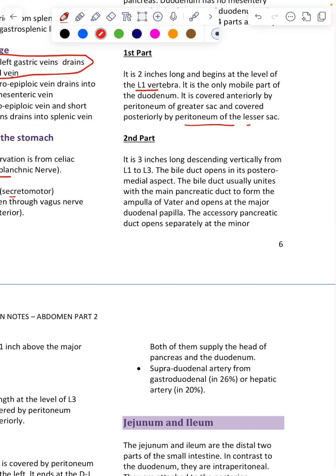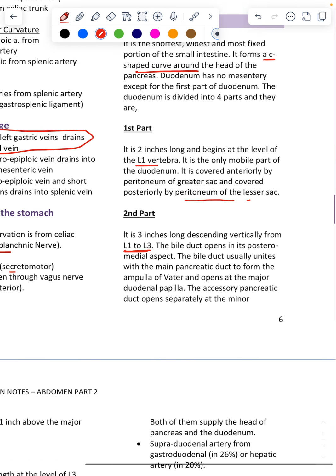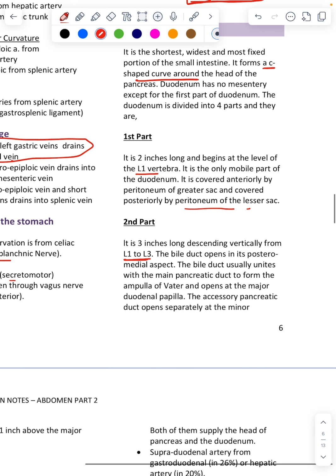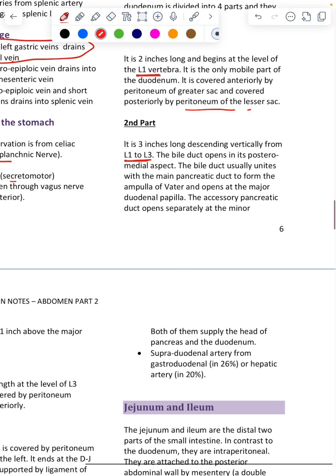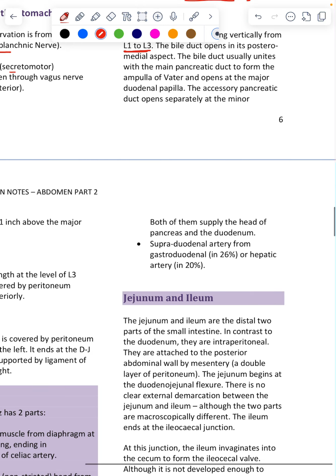Second part is 3 inches, descending vertically from L2 to L3. The first part is 2 inches along the L1 vertebra. In the second part, the bile duct opens, where it usually unites with the pancreatic duct to form the ampulla of Vater, and both of them supply the head of the pancreas and duodenum. Supraduodenal artery forms the gastroduodenal artery.